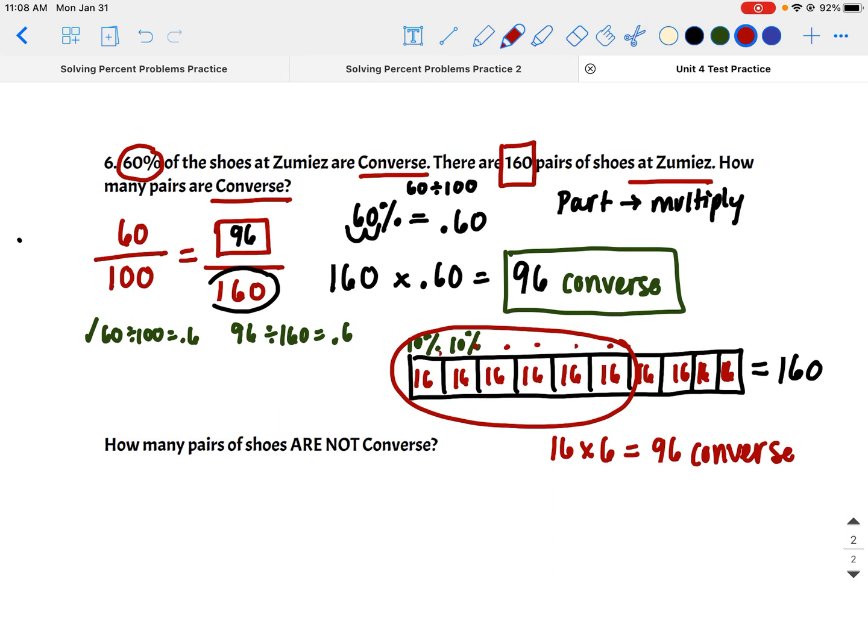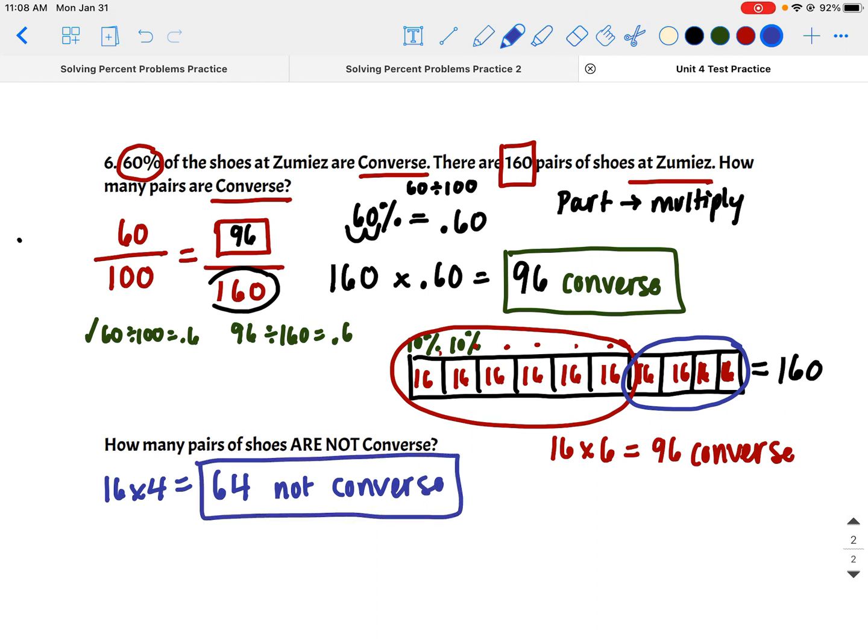And now I can actually use this model to answer the next part of the question. How many were not Converse? Well, I know 40% were not Converse, right? So this remaining, 16 times 4. And that would give me 64 were not Converse. You could have also, to find that part, you could have also taken your whole, right, 160, subtracted your part, which was 96, and that also would have given you the leftover of 64 were not Converse.